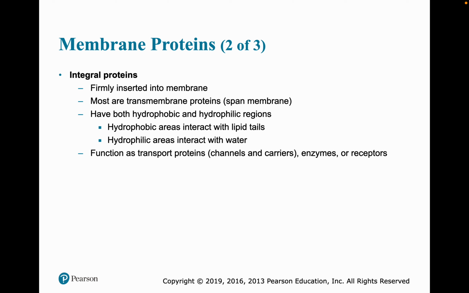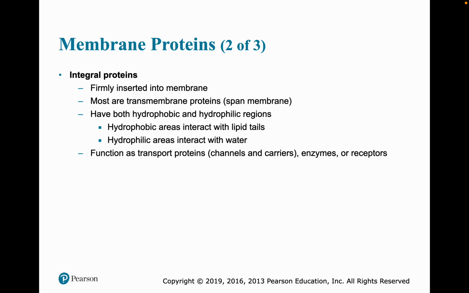So those integral proteins are firmly inserted into the membrane. They are mostly transmembrane proteins. They span the membrane. They go from inside to outside the cell or outside to in, depending on your orientation. So that means they have to have both hydrophobic and hydrophilic regions. The hydrophobic regions interact with the membrane itself, the lipid tails of the membrane, while the hydrophilic areas will interact with the extracellular and intracellular portions of the membrane. They're hydrophilic, they interact with water.